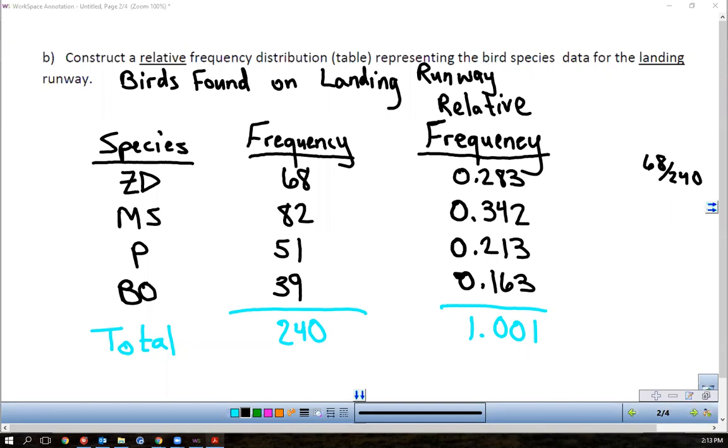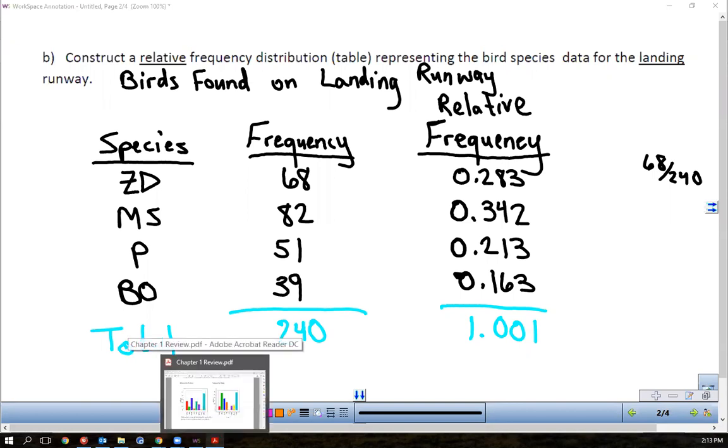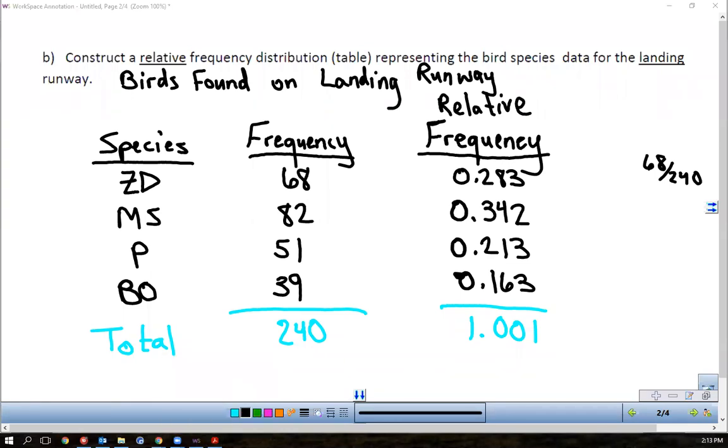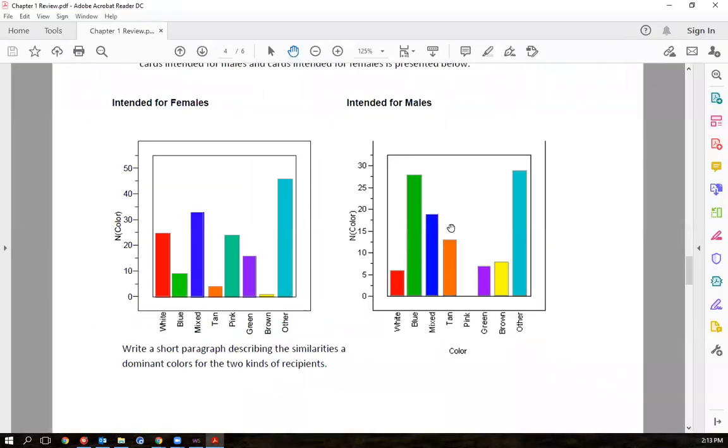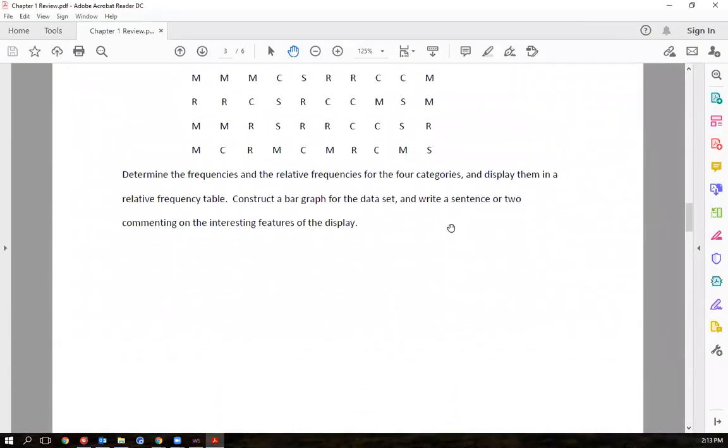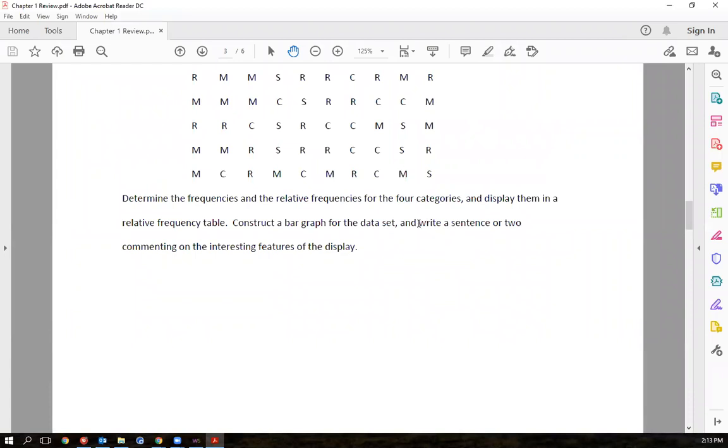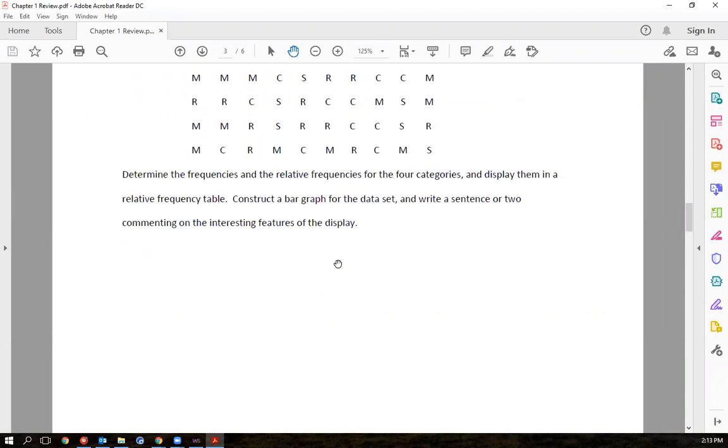Let's see, hang on, let me go back. I'm on the wrong screen. Okay, so you're saying number 3. This part, or the sentence or two, commenting on the interesting features. Are you just asking what I am looking for on that as far as comments go?